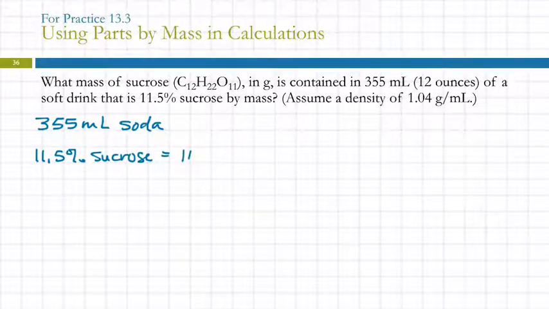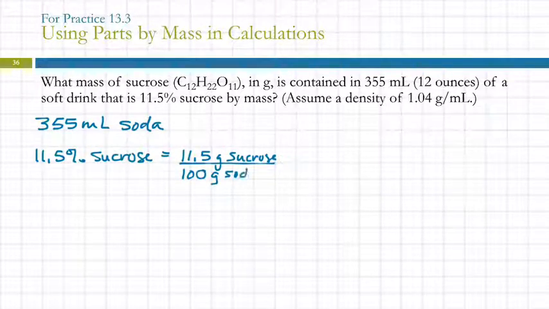That means 11.5 grams of sucrose per 100 grams of soft drink, soda, because that's what percent means, per 100. 11.5% is 11.5 grams per 100 grams. And then we're given a density, 1.04 grams per milliliter.